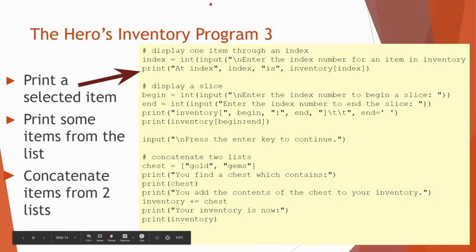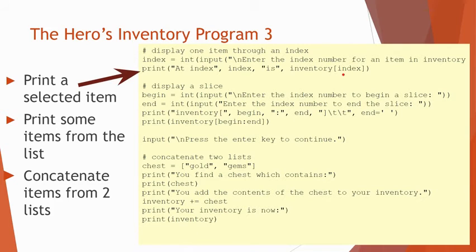To print a particular item, you can print the list name with an index number to print that item. To print a set of items, you can use slicing. So in this case, it asks for the beginning and the ending inventory number, and it prints those elements in the inventory list.